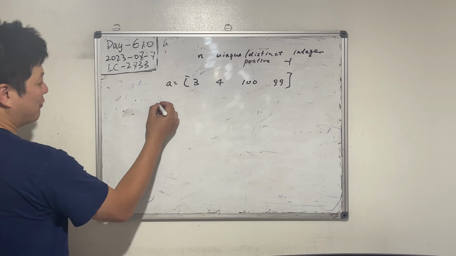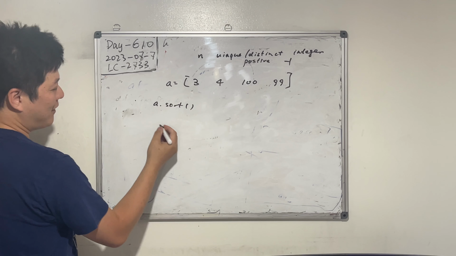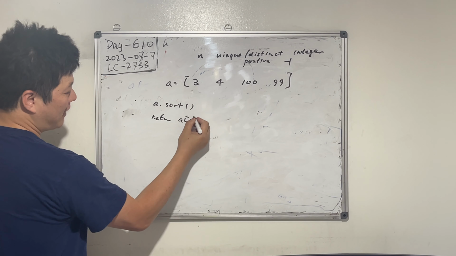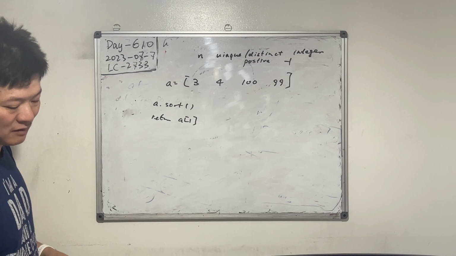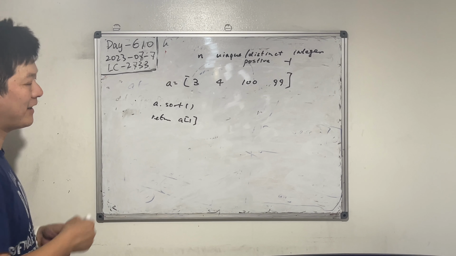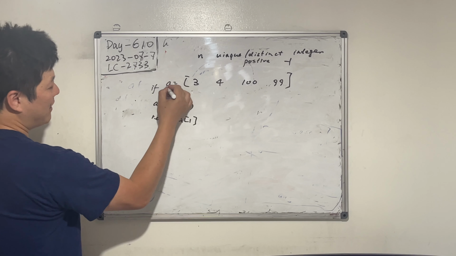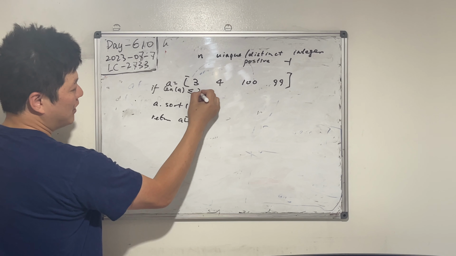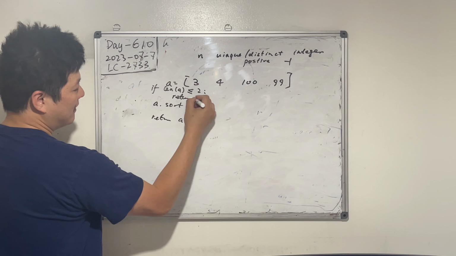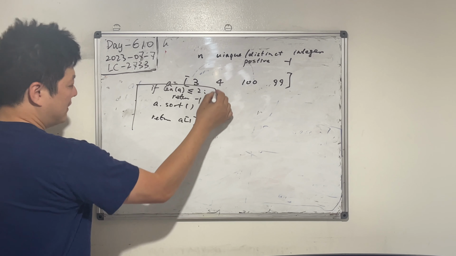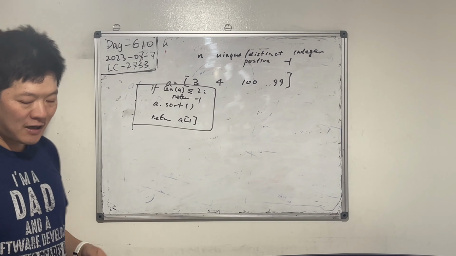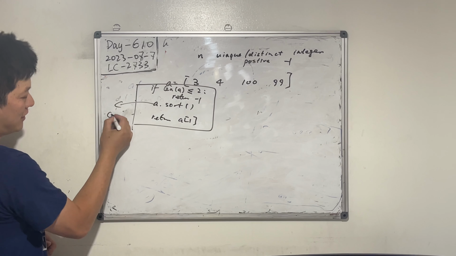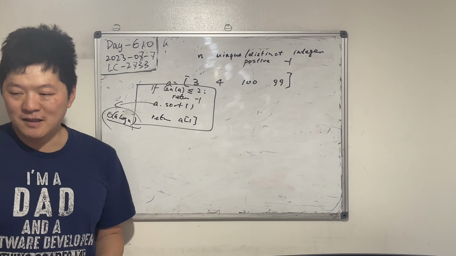Well done. We can just sort it and then return which number? The second one. The second number is A[1], right? Yeah, obviously we need to check: if the length of A is smaller than or equal to 2, then we return -1. That's good. What's the time complexity? O(n log n), because sorting is always n log n. Can we do better? Yeah.